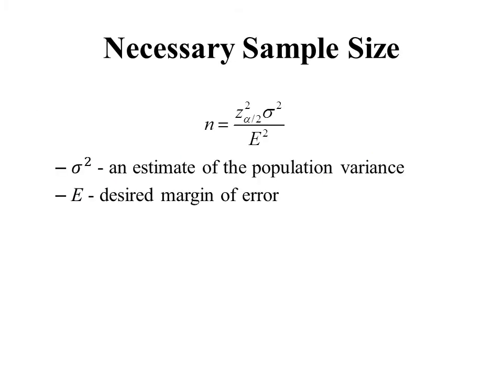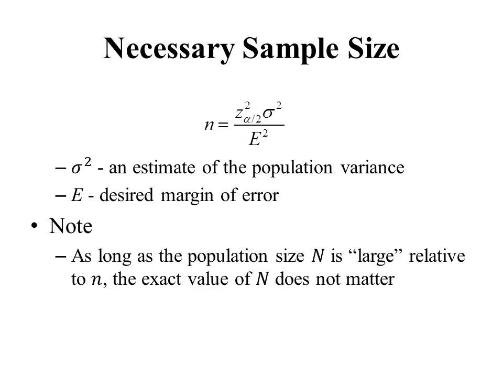And so that leads us to our formula for the necessary sample size when estimating a population mean. So again, we have our critical z value, and we have sigma here, and so sigma squared is an estimate of the population variance. And then E is our desired margin of error. So a very similar looking formula to what we had for the population proportion.